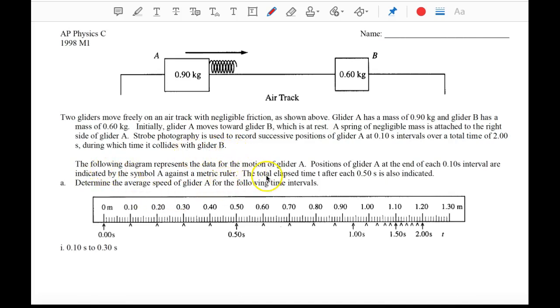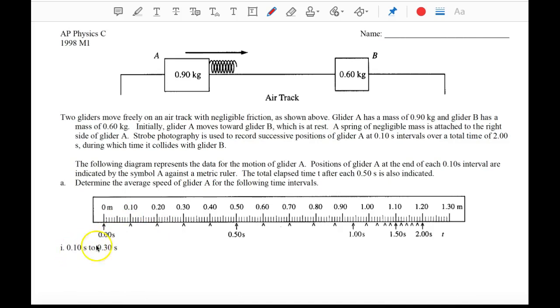So the diagram down here represents the motion of glider A. The positions of glider A at the end of each 0.1 second interval are indicated by the symbol A against the metric ruler. The time elapsed T after each 0.5 second is also indicated. So it's really not an A, it's just a little mark that comes across here. They want us to find the average speed of glider A for each of the following time intervals.